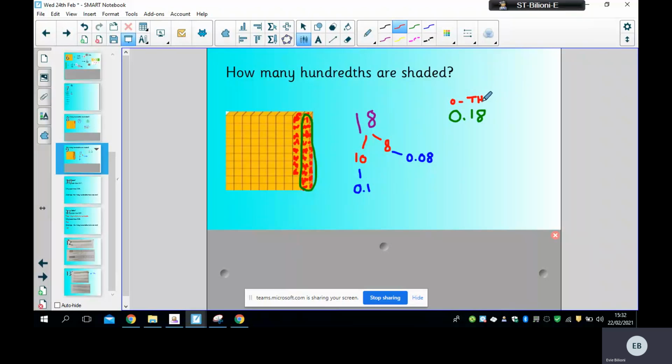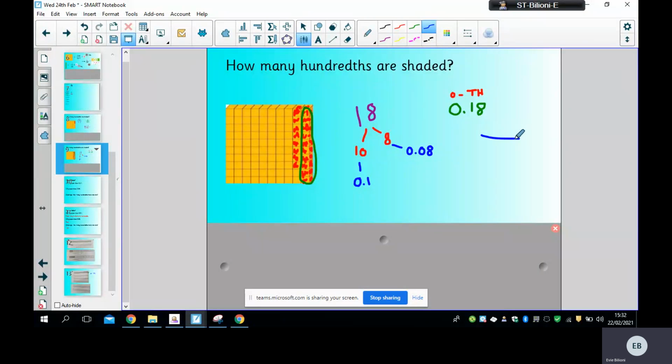How do you think we write this as a fraction? So we know this is in the hundredths. So we put 100 on the bottom, and we have 18 of those hundredths.